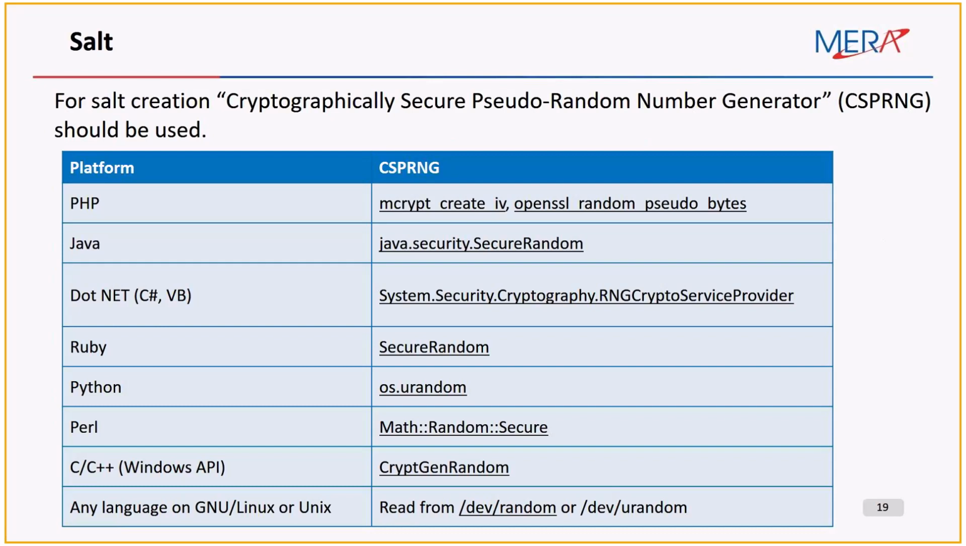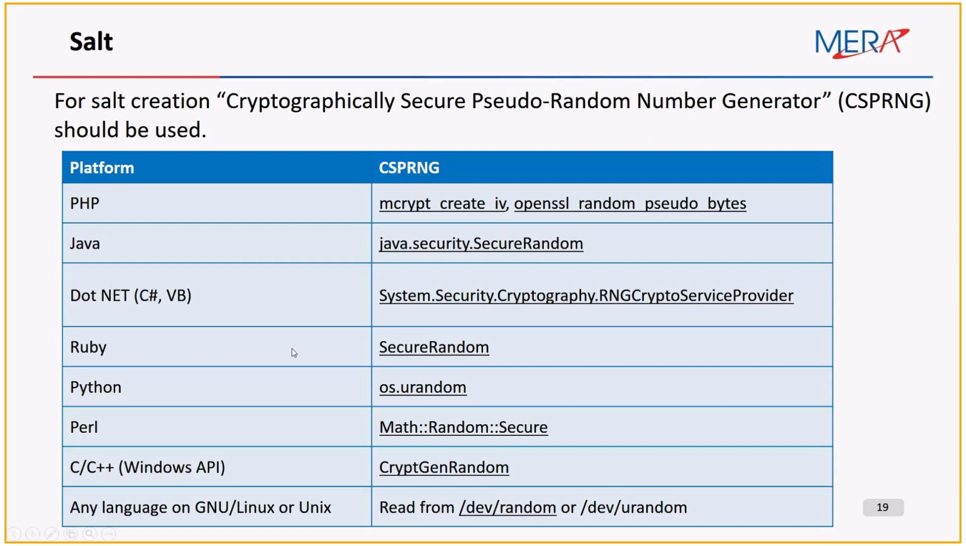So, as I said before, SALT should be random, unique, and large enough. To create a random SALT, a secure pseudo random number generator should be used. In a lot of platforms, languages, and operating systems, there is their own random number generation, but not all of them are secure or cryptographically protected. A cryptographically protected pseudo-random number generator guarantees that if an attacker gets some values, he cannot predict what will come in the future, and he cannot find what was in the past for this generator.